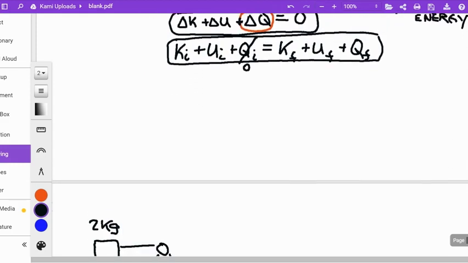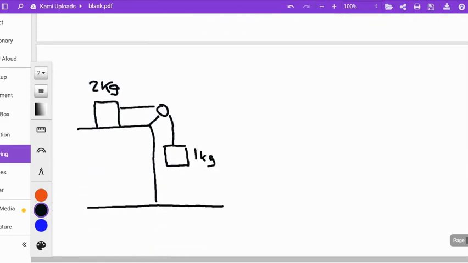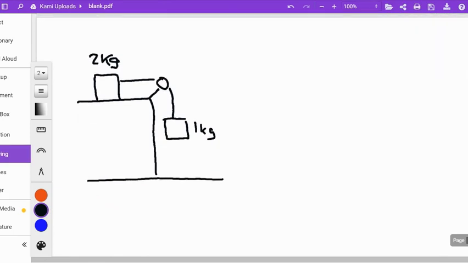Okay, so let's come back to this example of the side pull Atwood machine. I did make a change here though, and you'll notice I took the wheels off the 2 kilogram object, and instead I'm going to have it slide across this nice rough floor, and let's give this a coefficient of kinetic friction of 0.4.